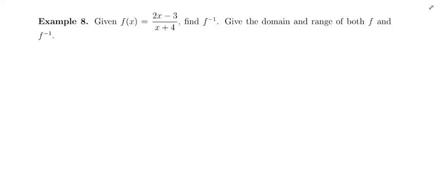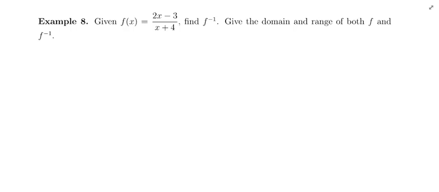Example 8. Given f of x is equal to (2x minus 3) all over (x plus 4), find f inverse. Give the domain and range of both f and f inverse. All right, so this is another one of those complicated problems where the original function is a fraction and we need to find the inverse function and then state the domain and range of both f and f inverse. You don't have to worry about graphing here at all.